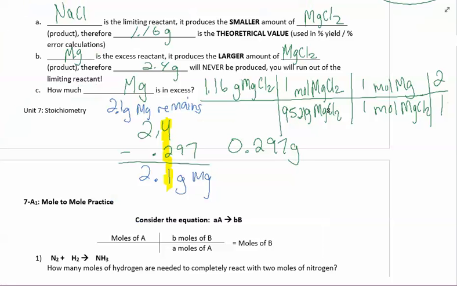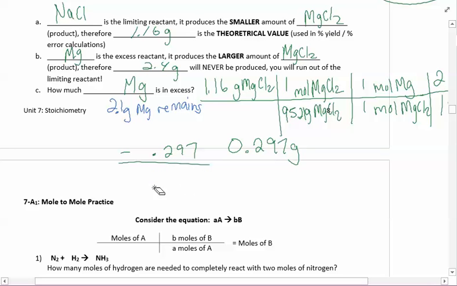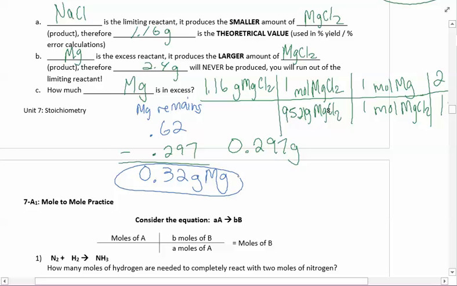Well, actually, that's wrong. Did you catch it? The 2.4 is how much magnesium chloride is produced, not how much magnesium you had to start with. You actually had 0.62 grams. So you're going to take 0.62 grams and minus 0.297 grams. You still have to look at your sig figs carefully, but it's going to be 0.32 grams of magnesium remaining. Sorry about that.